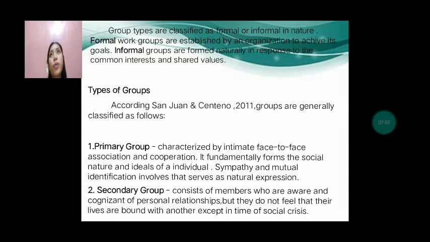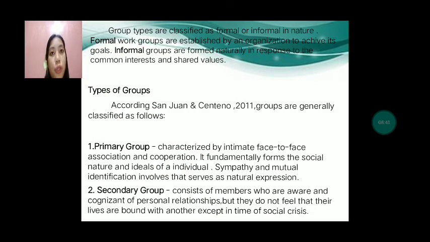So in primary group, the key word here is that intimate face-to-face interaction of every member exists, while in secondary group, in contrary to intimate face-to-face, the members do not communicate personally. They actually communicate through technology. It consists of members who are aware and cognizant of personal relationships, but they do not feel that their lives are bound with another except in time of social crisis.